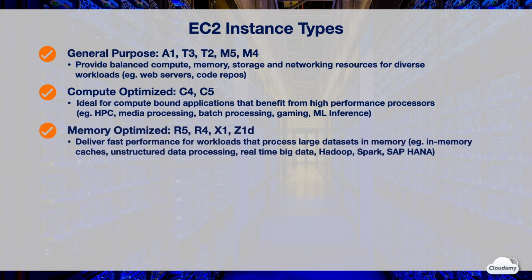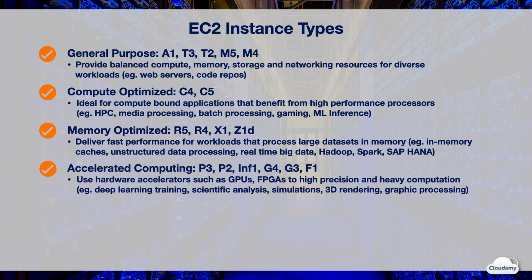Memory-optimized instances are designed to deliver fast performance for processing large data sets in memory, such as in-memory databases, in-memory caching, unstructured data processing, real-time big data analytics, Hadoop Spark clusters, and SAP HANA. Memory-optimized instances include R4, R5 and X1 instance types.